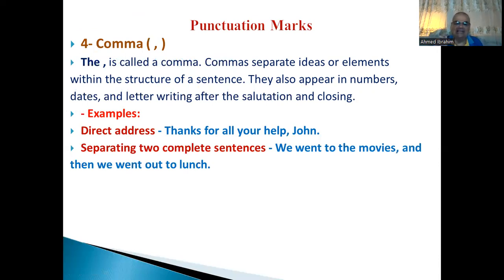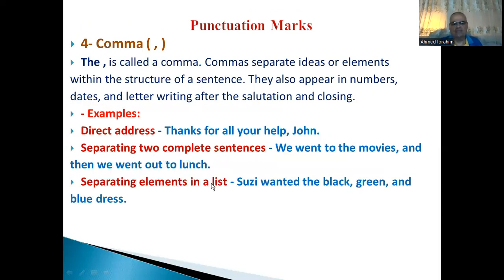Separating two complete sentences. We went to the movies, and then we went out to lunch. Separating elements in a list. Susie wanted the black, green, and blue address.